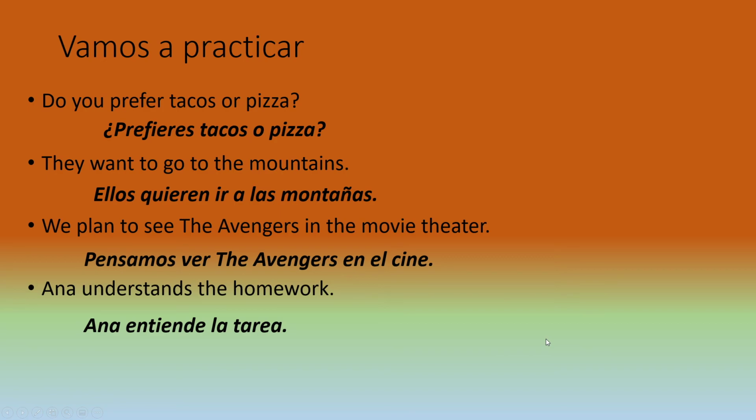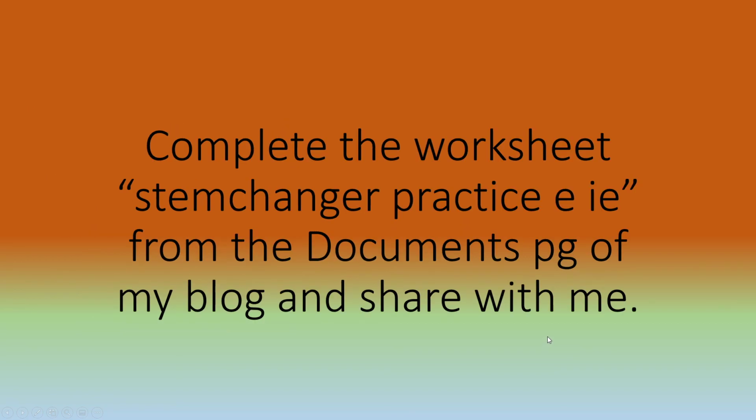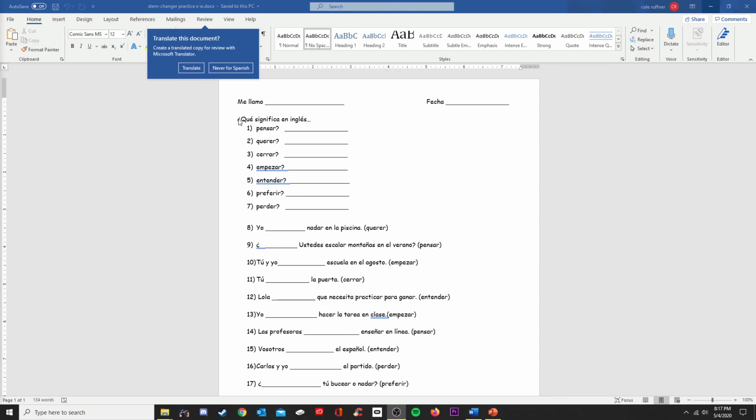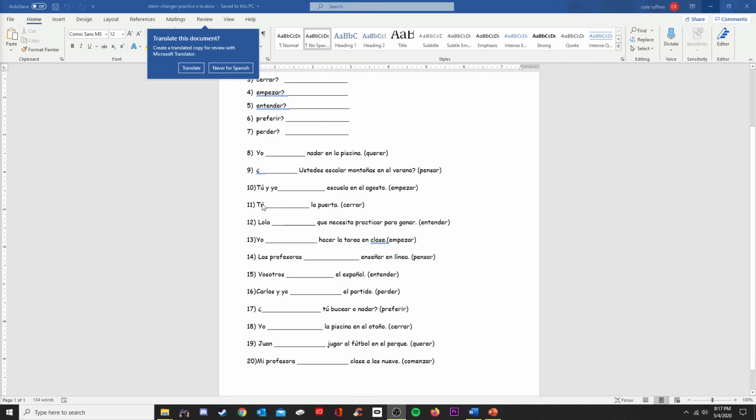Okay, got some more practice for you. I have a worksheet that I want you to download from my documents page. It's called Stem Changer Practice E to IE. Complete it, share it with me. This is what it looks like. Alright, first part, you're just telling me what these verbs mean in English, and then you're going to conjugate them as per the subjects. Remember, when it's a question, your subject comes after.